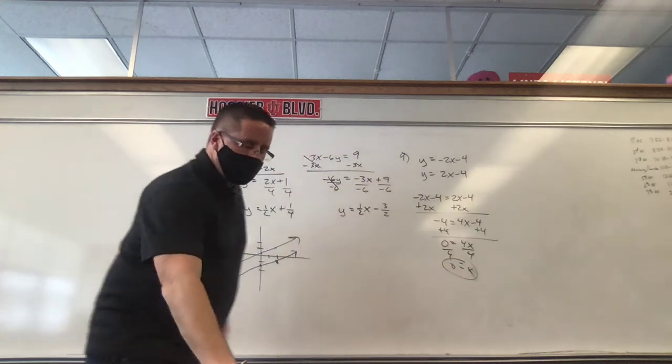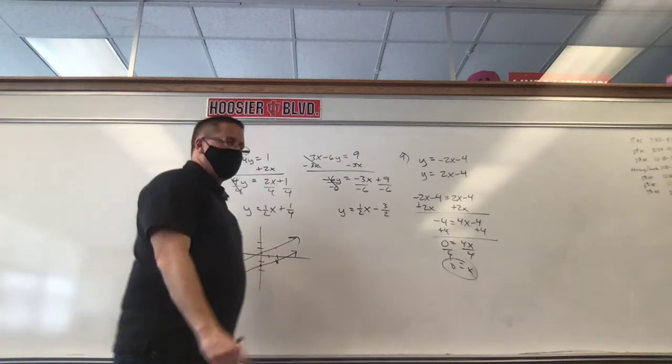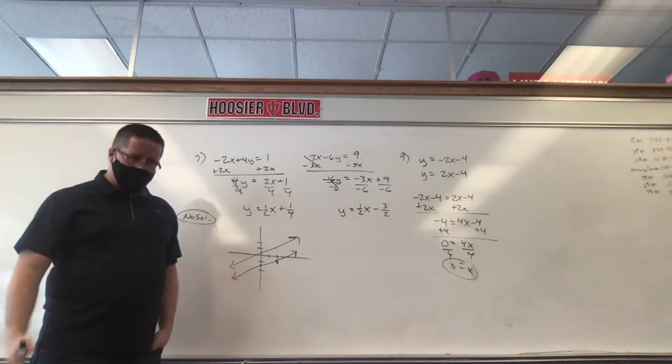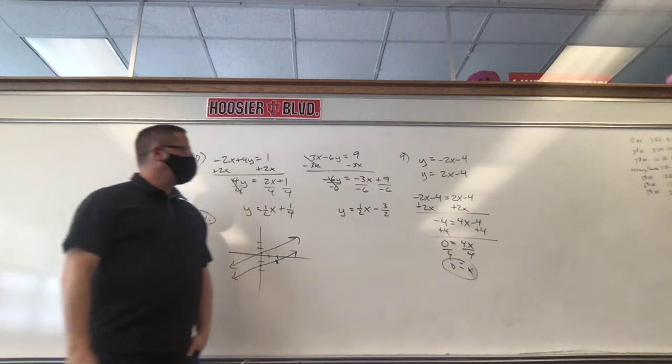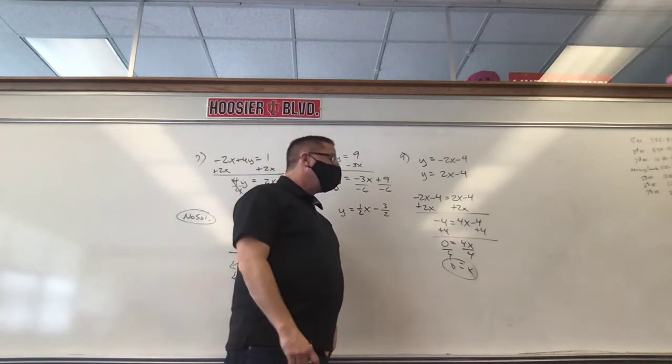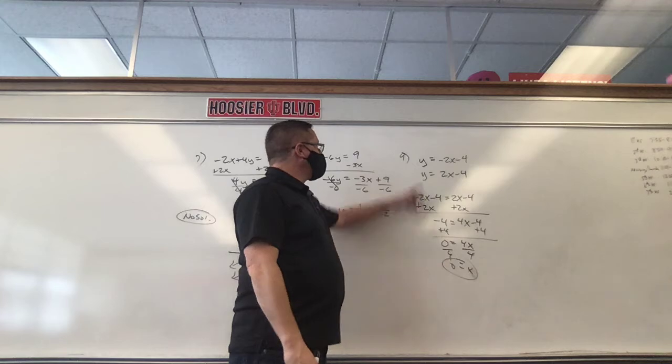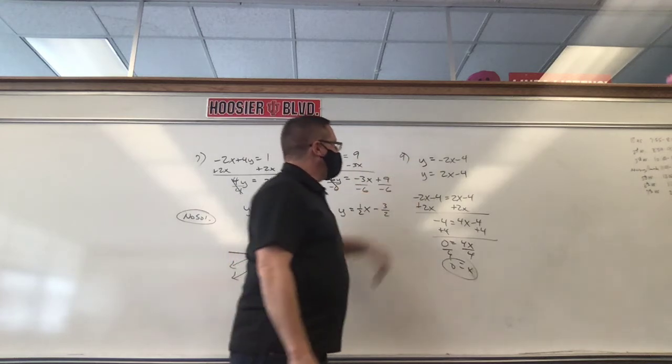Alright, number 11. What's the problem? We didn't figure out y. How would you do that? Can't you use either one? Yes, you can. Which one do you want to use, top or bottom? Bottom. I use the bottom one. Y equals 2x minus 4.